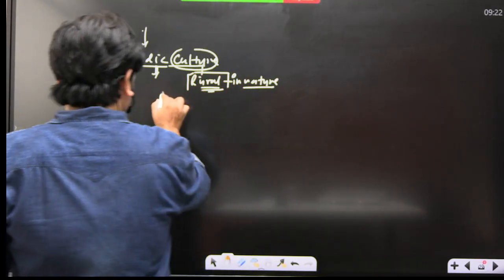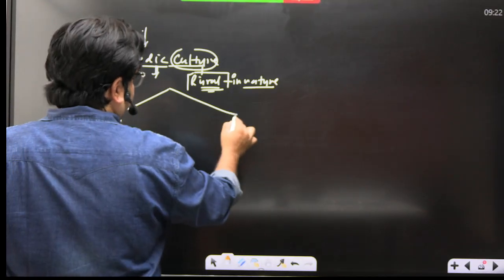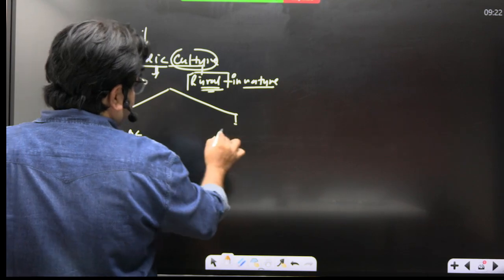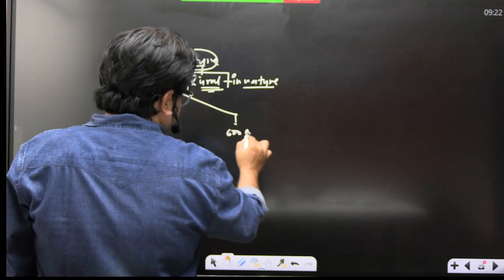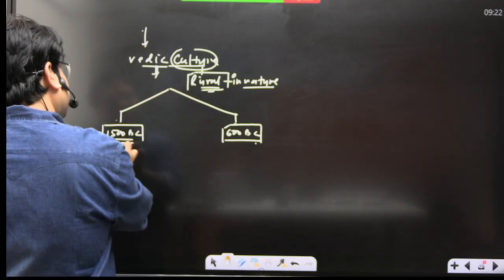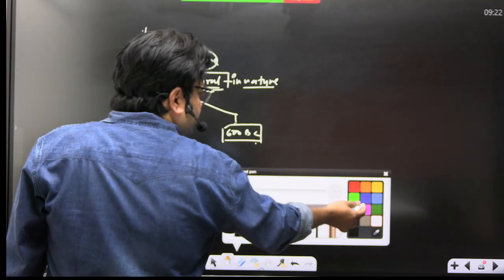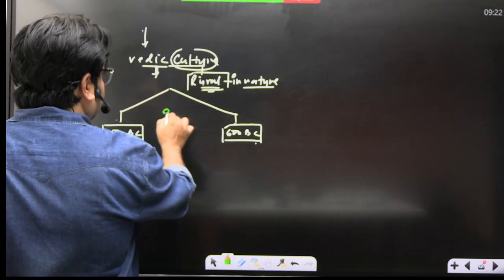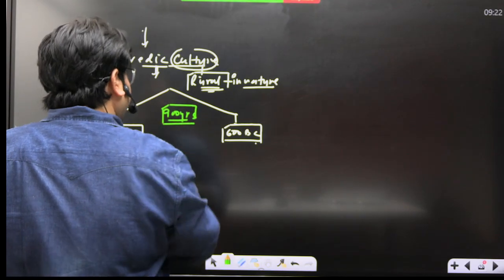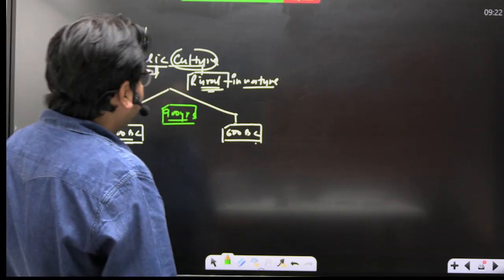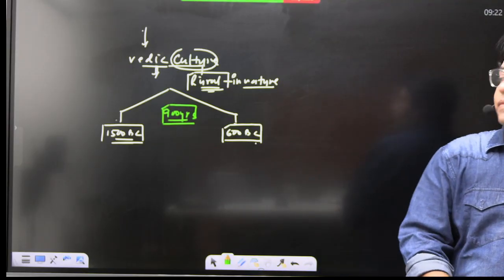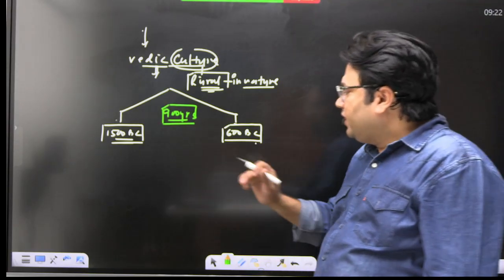So write the timeline. The timeline is 1500 BC to 600 BC. So this is a time period of almost how many years? 900 years. This is a gap of 900 years. 1500 BC to 600 BC. Have you written this?